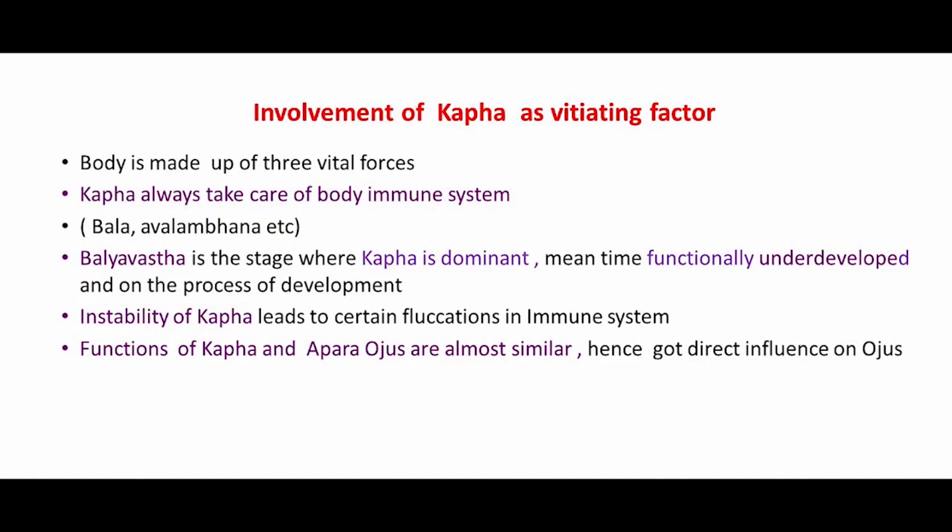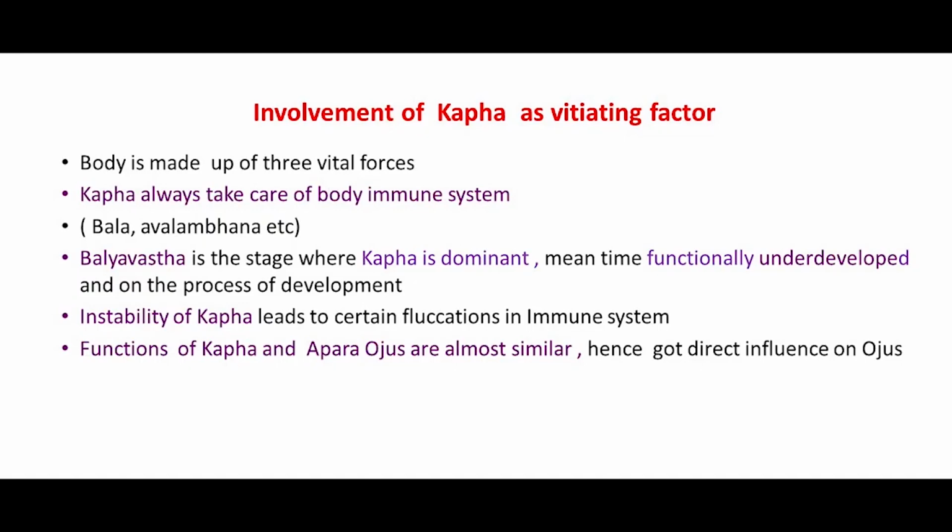So the body is made up of three vital forces. Kapha always takes care of the body and immune system, Shleshmaha Sthiratva Snigdhatvam. Especially Avalambaka Kapha plays an important role. Balyavastha is a stage where Kapha is dominant. Meantime, functionally Kapha is deficient or underdeveloped and in the process of development.